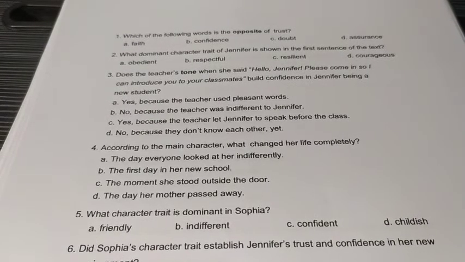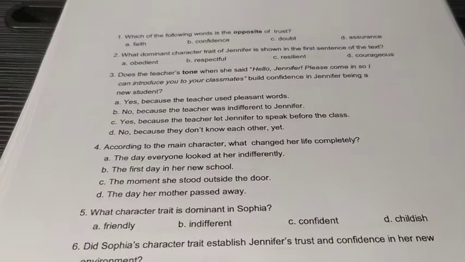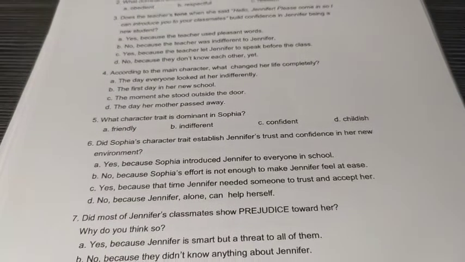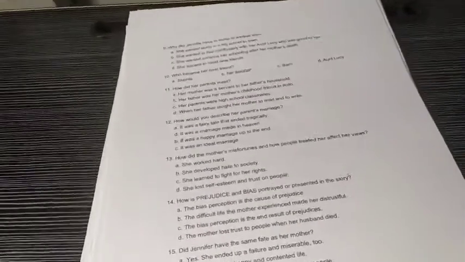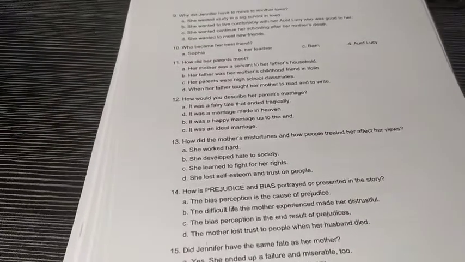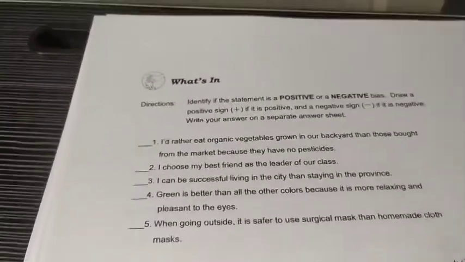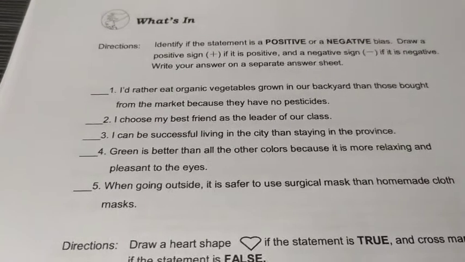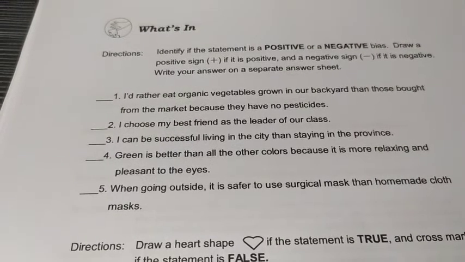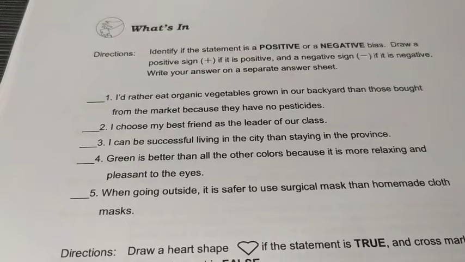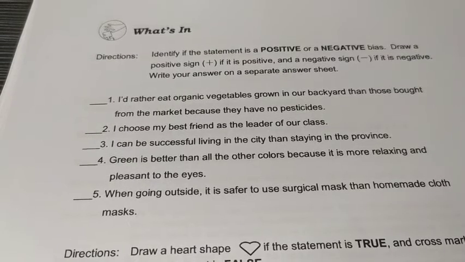Which of the following words is the opposite of trust? And then so on, you will just answer what is being asked in each item, and it's up to 15. You will answer that after reading the text. If you read that, it will be easy for you to answer. For "What's In", it's only a 5-item activity.